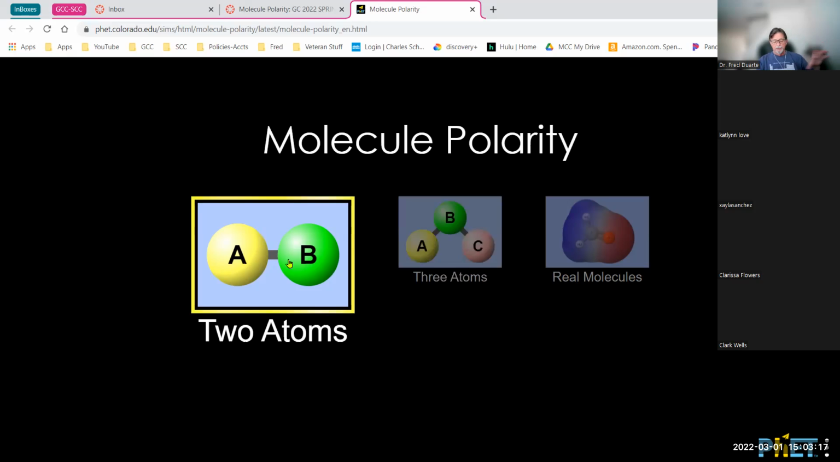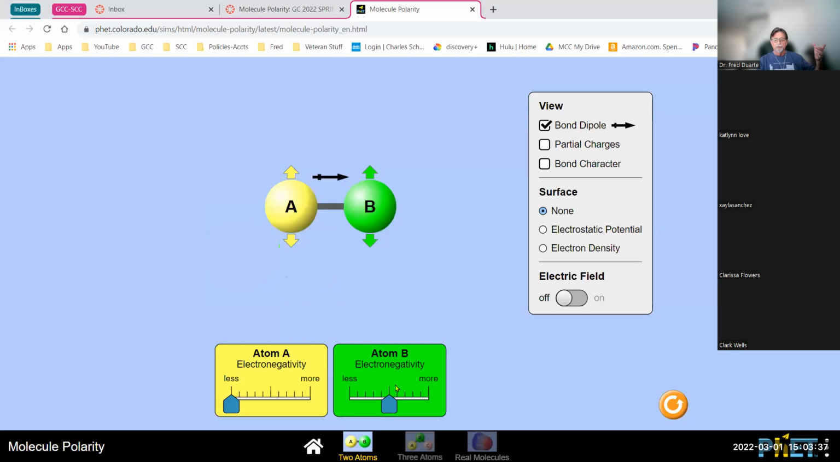You can do just a 2-atom A-B scenario or a 3-atom scenario and actually see real world molecules. But just to understand the concept of polarity in a bond, select the 2-atom choice. You're going to see atom A and atom B. Take the arrow and move both of them to the same position. So what this shows is you have atom A and atom B, which is basically the same atom. I wish they would have made it 2 A's or 2 B's.